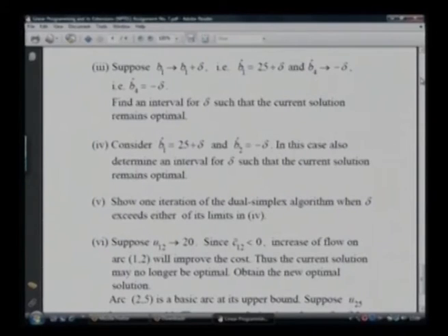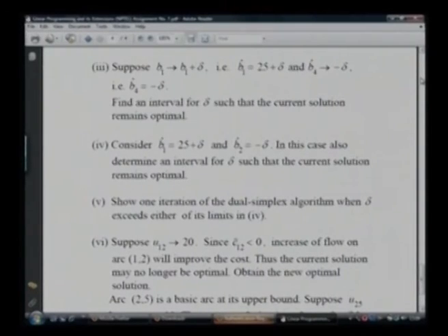Okay. Then part 5, which I just discussed with you, relates to change in the capacity values. So U12 is a non-basic arc, and I am saying that the capacity goes up to 20. Since C bar 12 is less than 0, I am reminding you again that the increase of flow on arc 12 will improve the cost. Thus the current solution may no longer be optimal. Obtain the new optimal solution.